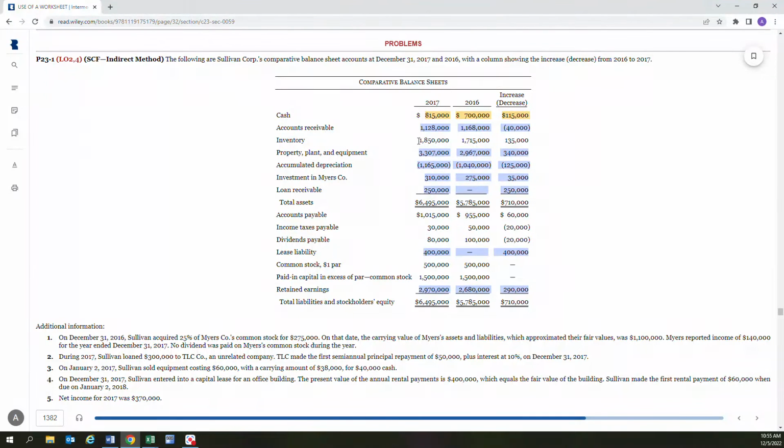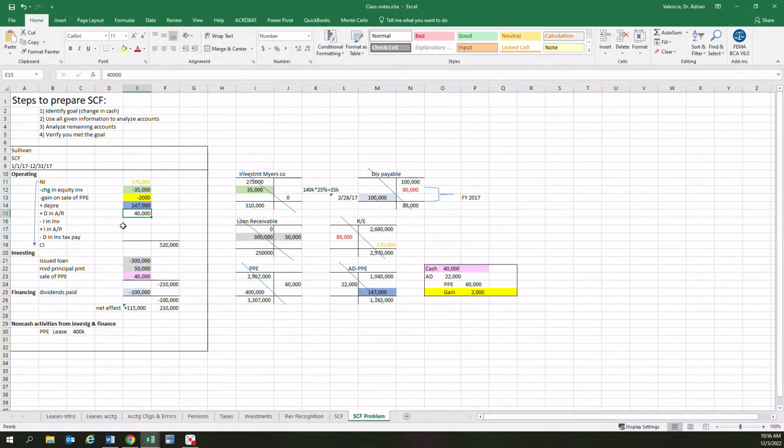Next, I'll do inventory. Inventory went up. So if inventory goes up, then I have to subtract that, right? So that's what we're gonna do. So I'm going to go back to the statement of cash flows, and if you notice here, plus increase in inventory, so that's minus 135.